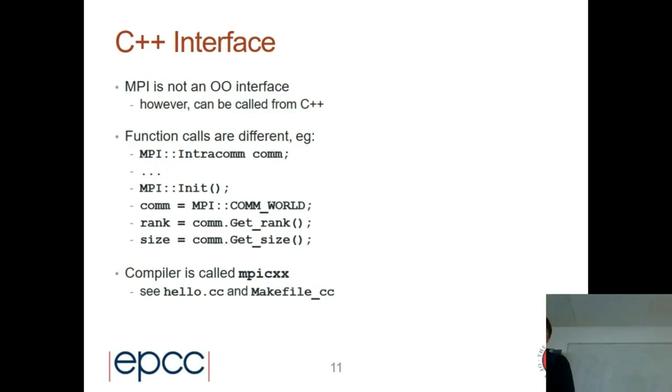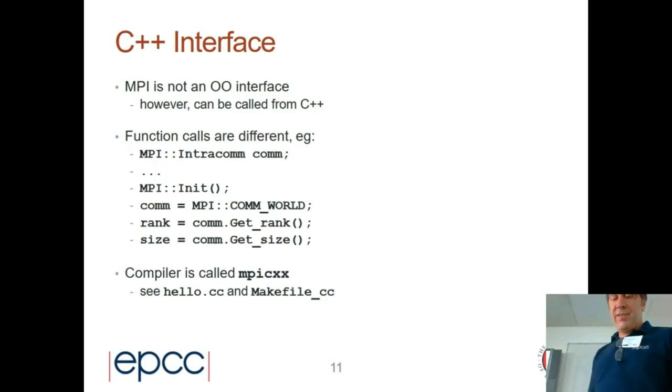Is it CC? Uppercase CC, on the Cray. So that's for a... If you want to use the C++ compiler on the Cray, the C++ compiler is called CC, capital letter CC, whereas the C compiler is called cc, lowercase. So if you want to call the C++ compiler, you want to call the capital CC.